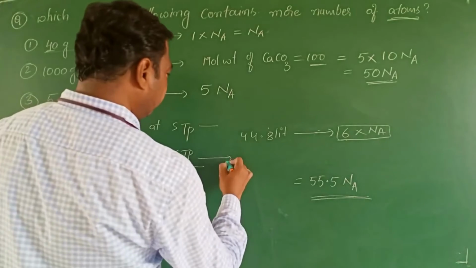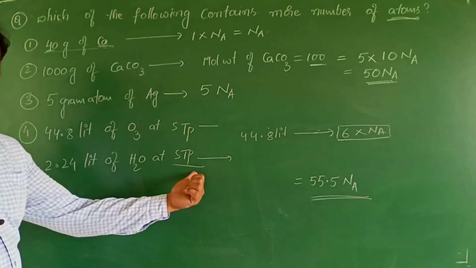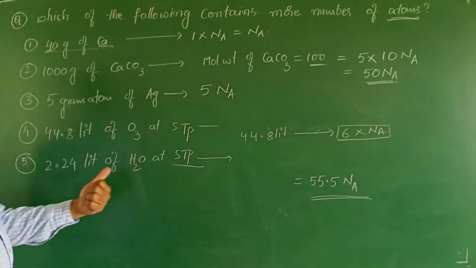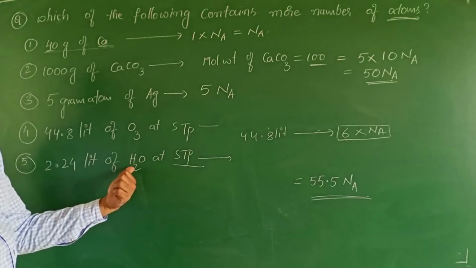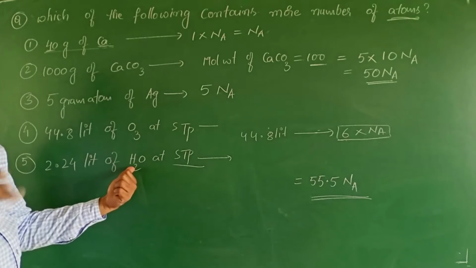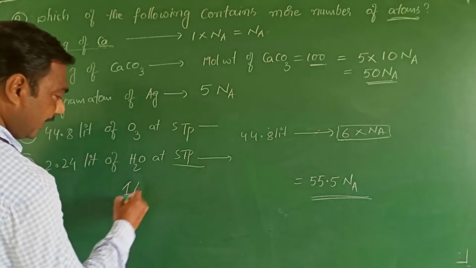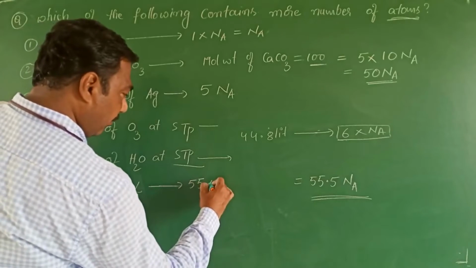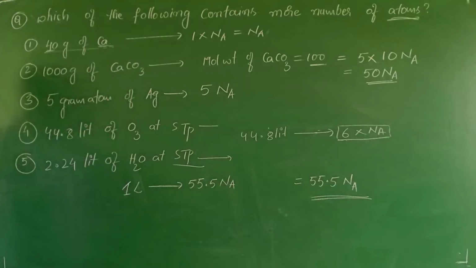Now, come here. 2.24 liters of water at STP. Just now I discussed in the prior question, water mention. Don't go for the molar volume. It is only for gases. Now, in the previous question we already did it. 1 liter contains how much? 55.5 Avogadro number of molecules.